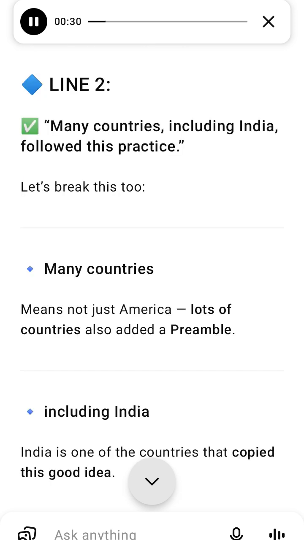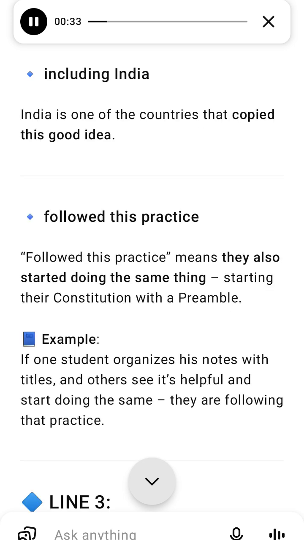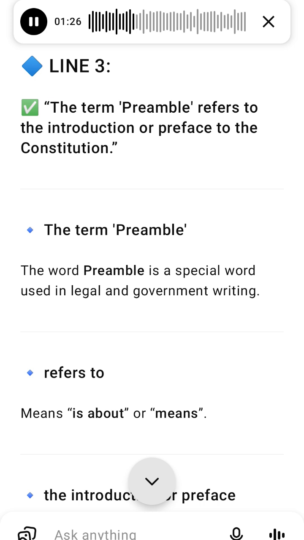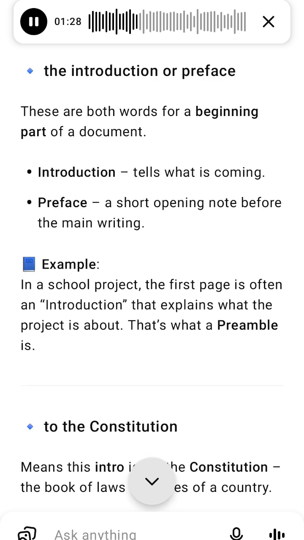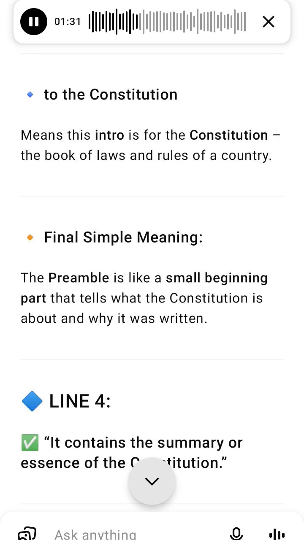1. Where did the idea of the preamble come from? The United States of America, USA, was the first country to add a preamble at the beginning of its constitution. A preamble is a short introduction that tells us what the Constitution is about, what it wants to do, and values it follows. Many other countries liked this idea and copied it, including India.